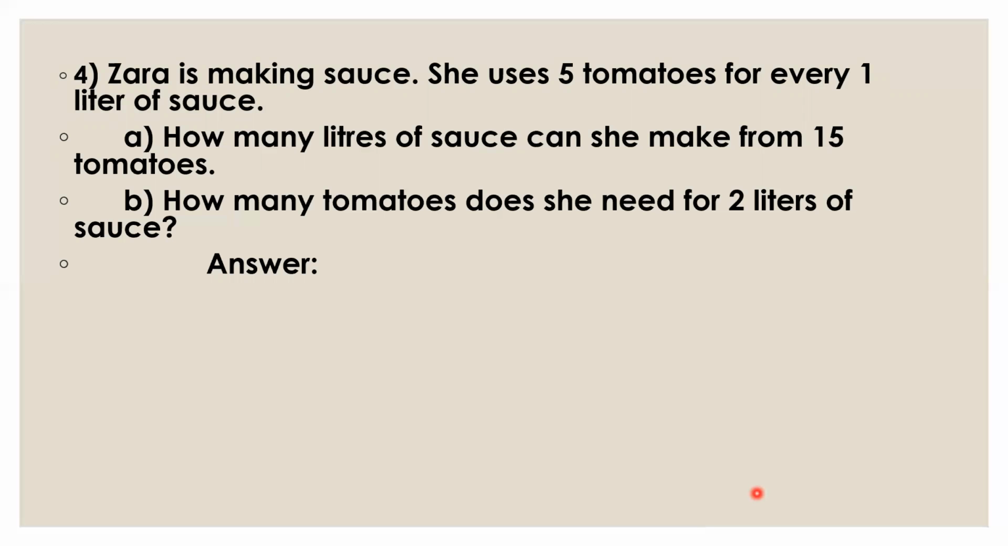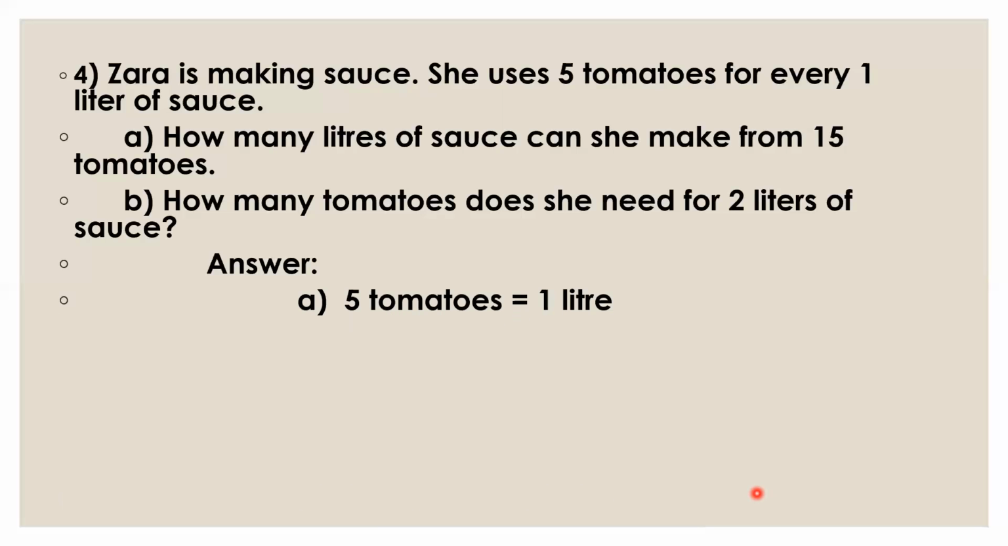And the A part question is, how many liters of sauce can she make from 15 tomatoes? So for 1 liter of sauce, how many tomatoes are needed? 5 tomatoes. If you have 15 tomatoes, how many liters can you make? That's the question. So 5 tomatoes, 1 liter. So 15 tomatoes, how many liters? Just divide this 15 by 5. You will get the answer, and that is the number of liters.